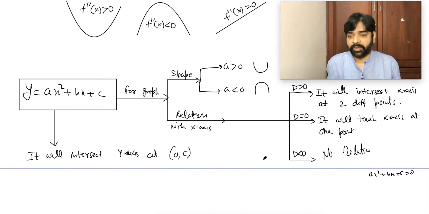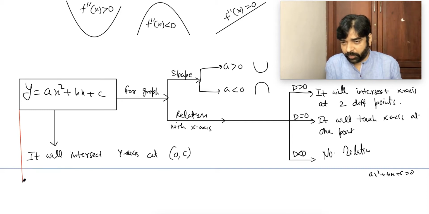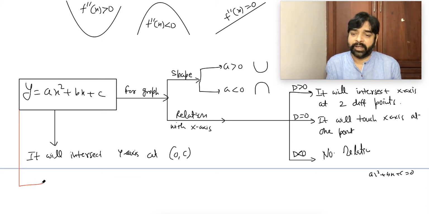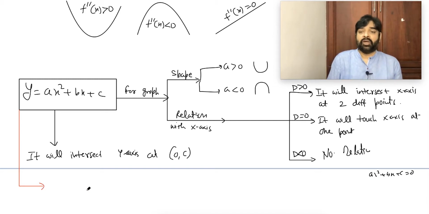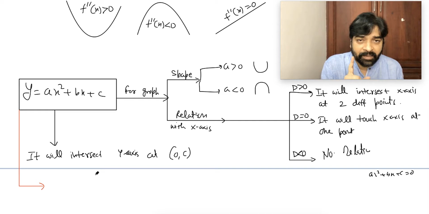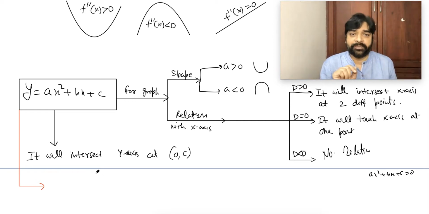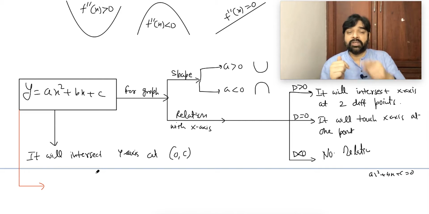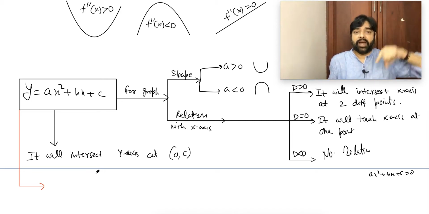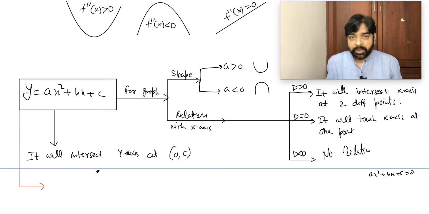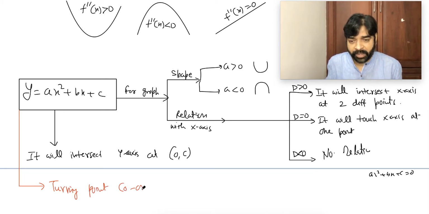One more thing we should learn here. I know we are doing the quadratic graph. So a quadratic will be either concave or convex. Whenever there is concave or convex, always remember there will be a turning point. The graph will take a turn, either with this shape or this shape. So the turning point coordinate is very, very important. The turning point coordinate will be minus b by 2a comma minus d by 4a.